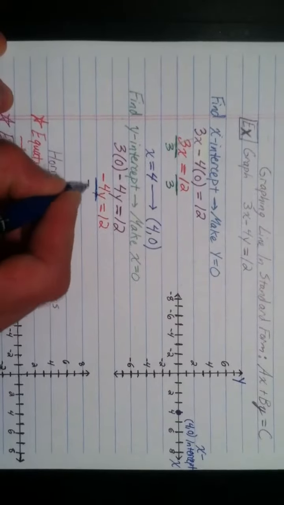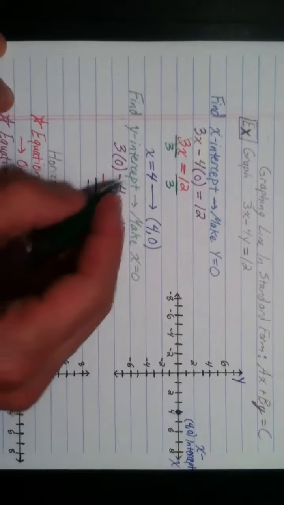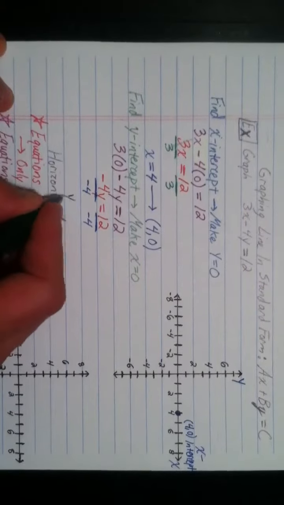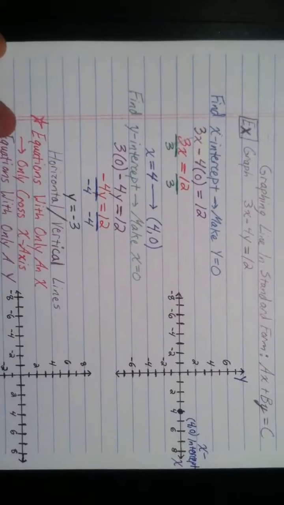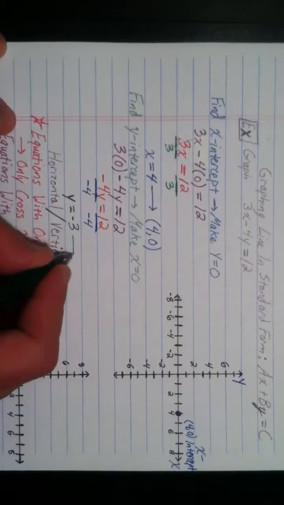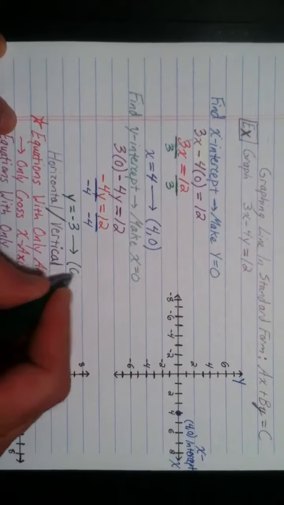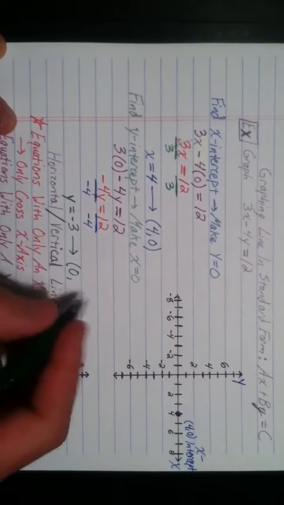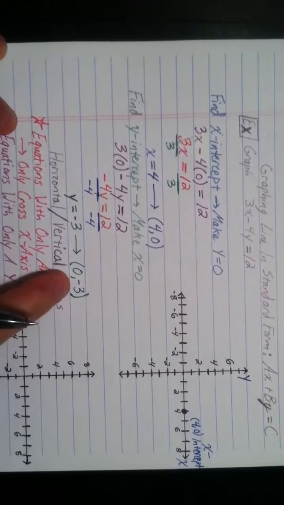So divide the coefficient, negative 4, out of both sides. Negative 4 over the negative 4 cancels each other out, gives us y by itself. And 12 divided by negative 4 gives us a negative 3. So that right there tells us our other ordered pair of our y-intercept now. When x was 0, our y-coordinate would have to be negative 3. So 0, comma negative 3 are the coordinates of our y-intercept.